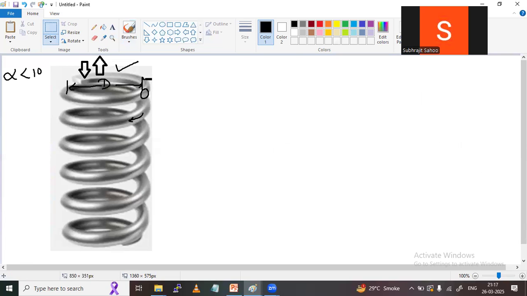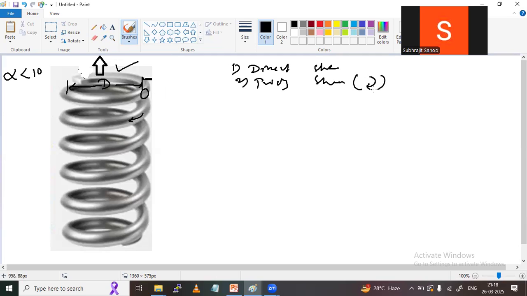Suppose the load is applied here, and you assume this one tension only. For tension springs, two types of stress develop. First is direct shear stress. Second is twisting or torsional shear stress. In which direction? In clockwise direction, right?